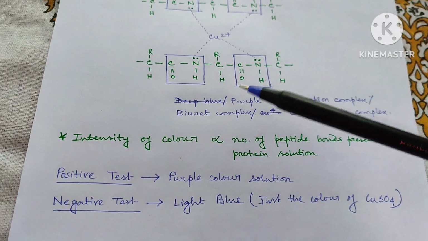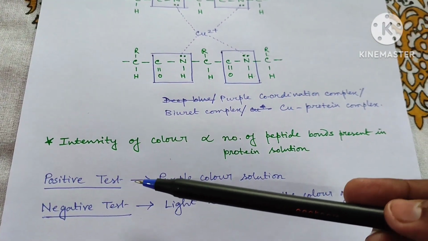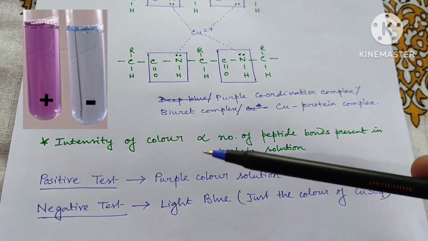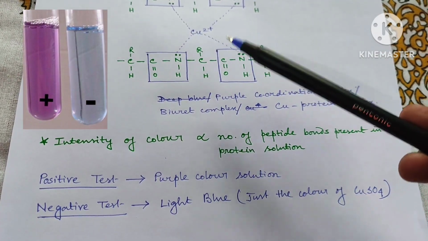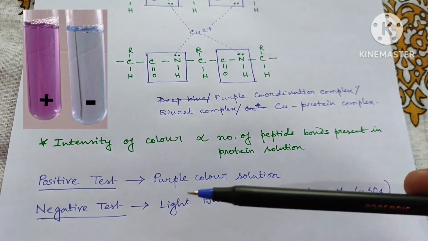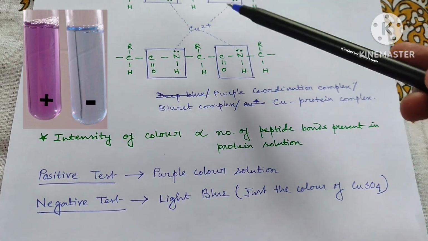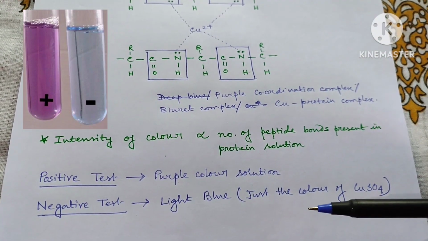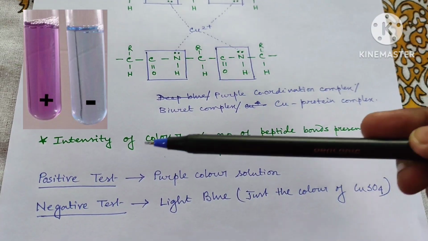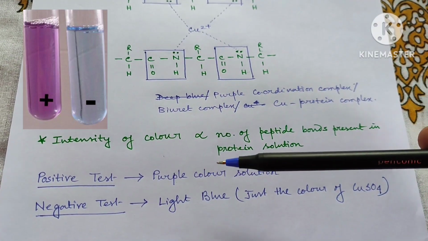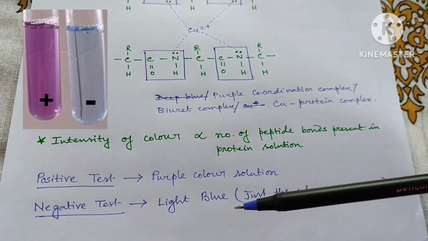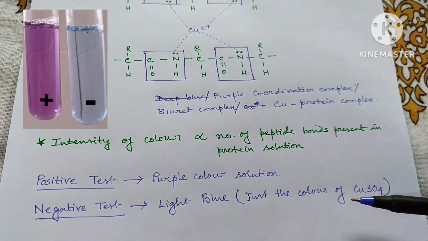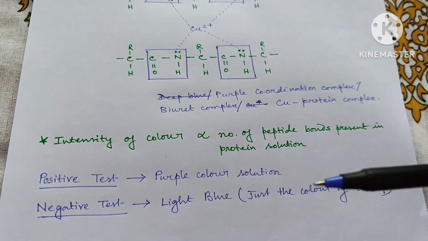Okay. Now, last but not the least, in the positive test, obviously you will get a purple or violet color due to the formation of copper protein complex, this complex. But in a negative test where no protein is present, obviously this complex will not form. So you will only get the light blue color of the copper sulfate reagent itself. Okay, so in positive test you will get purple or violet color, but in negative test you will only get the light blue color of the copper sulfate in absence of protein. Okay. So this is all about Biuret test.